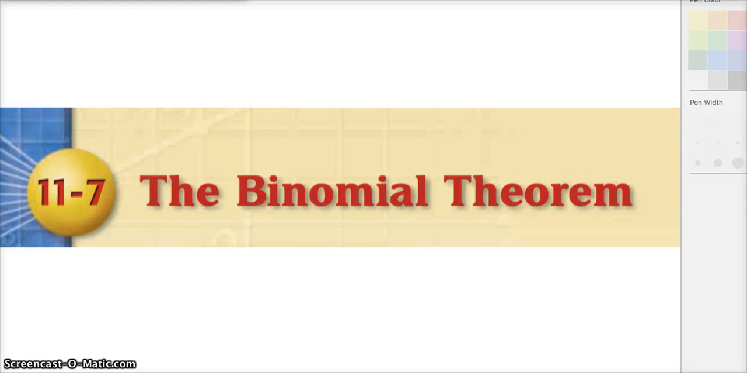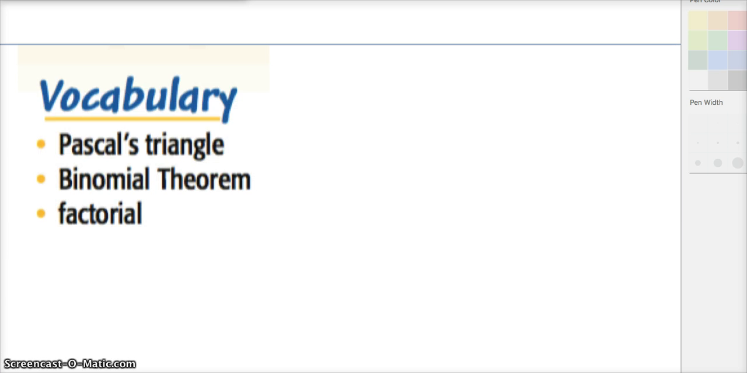Hi, Algebra 2 students. Here we are in Chapter 11. We're looking at Section 11.7, the Binomial Theorem. So our vocabulary consists of some terms that I'm pretty sure you guys are familiar with. Maybe not binomial theorem, we're going to really talk about that today. But Pascal's Triangle for sure and factorials.